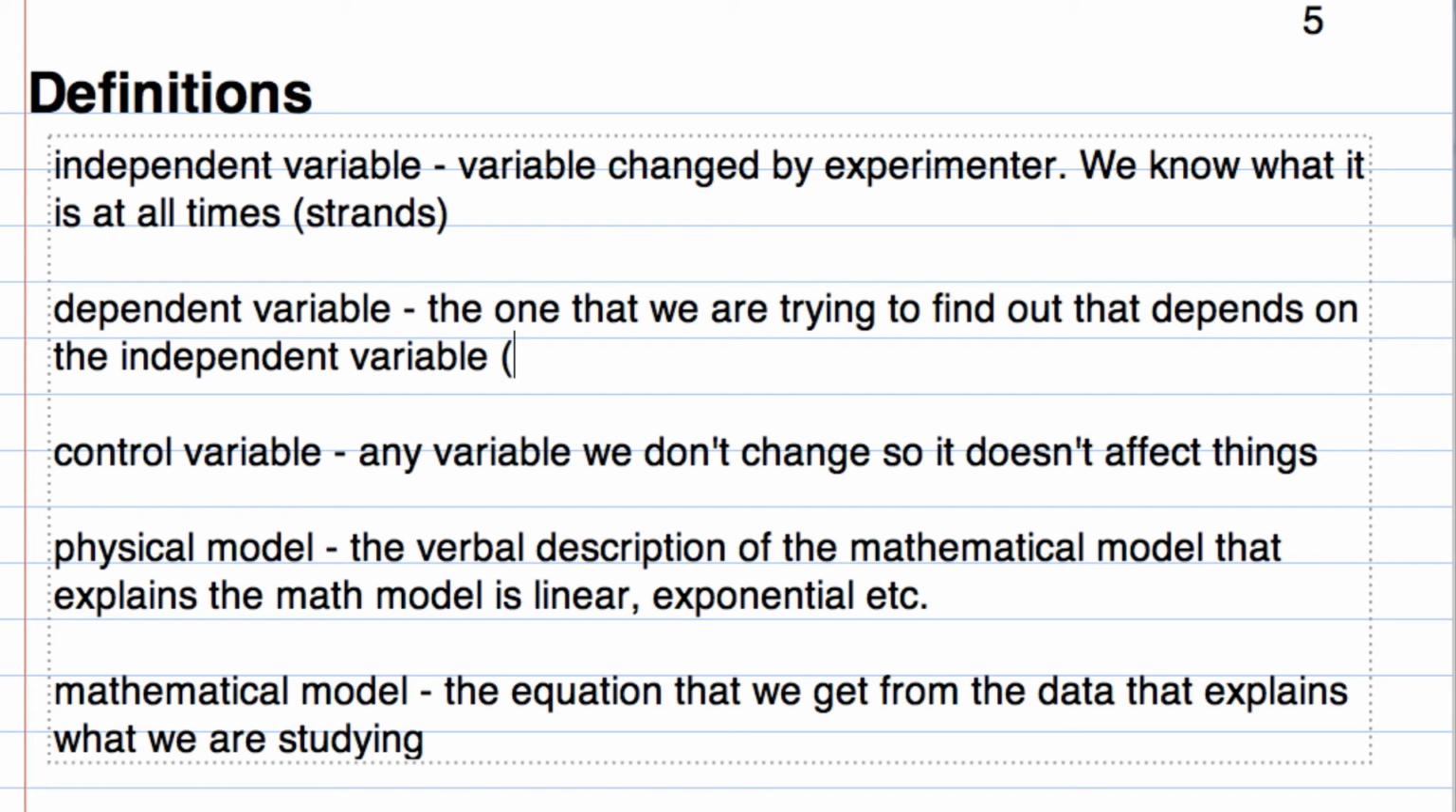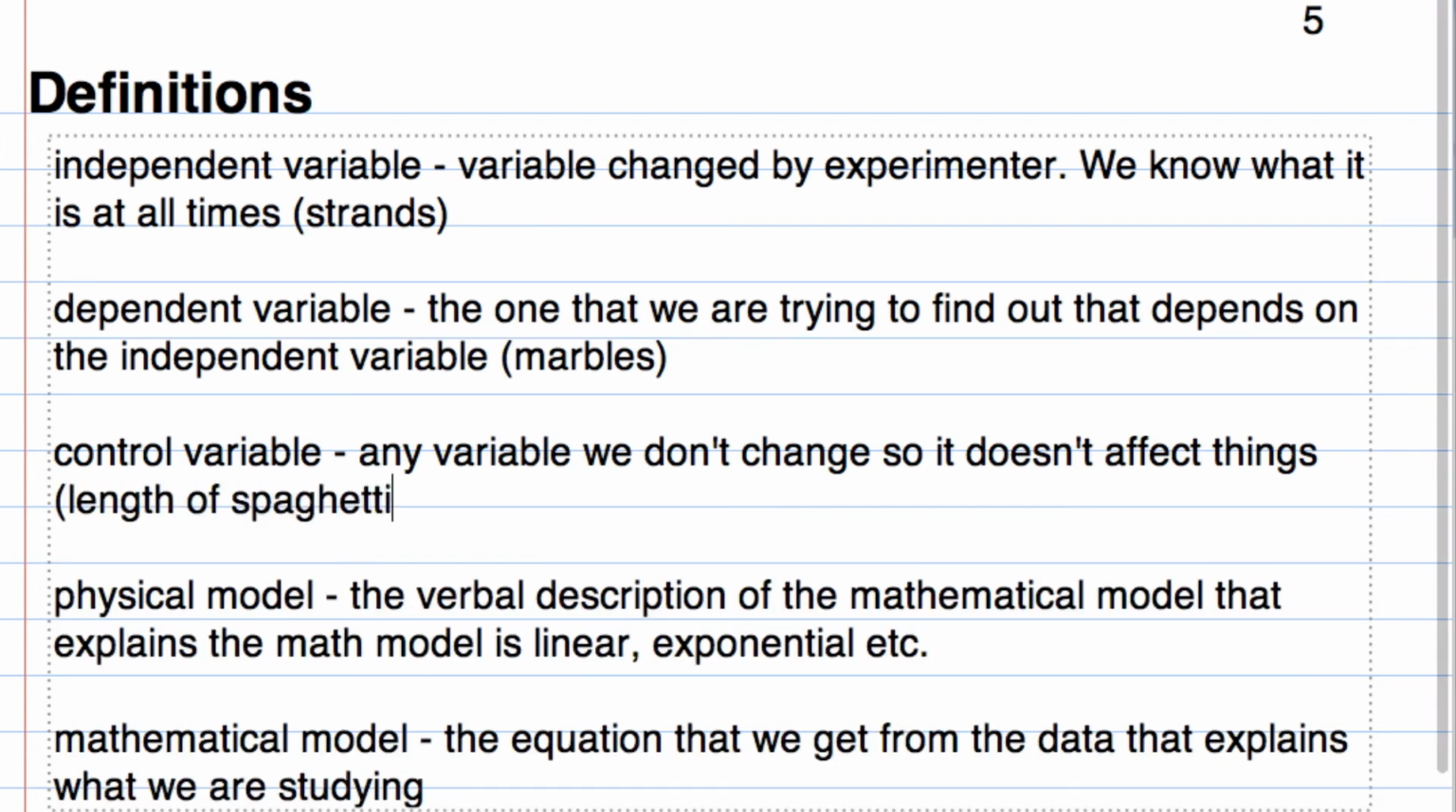Then the dependent variable is the one that we're trying to find out, and it depends on the independent variable. That's why the marbles were the dependent. We didn't know what the final answer was going to be, but it depended on the number of strands that we had. Control variables are variables that we leave the same so that they don't end up affecting our experiment. They're usually things we don't care about in the experiment, so we keep them constant so they don't change stuff. Example, length of spaghetti or the mass of the marbles are good examples in this particular experiment.